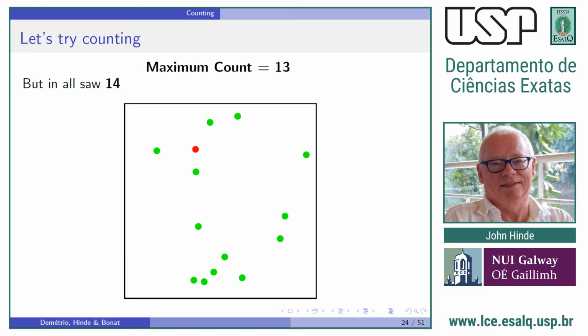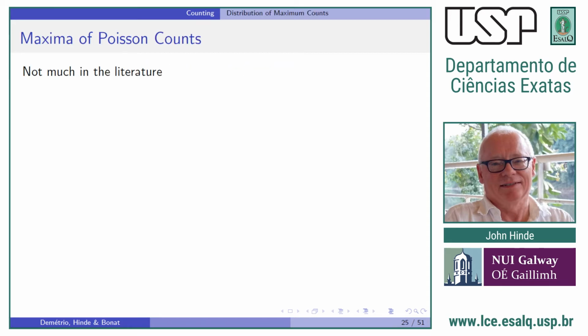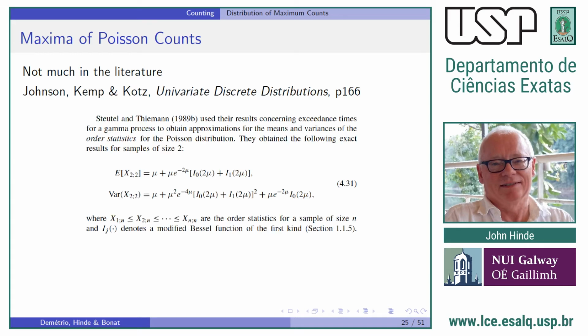What effect does that have on the distribution of your counts? So, I didn't know. So, I did what everybody should do. I went to a book. And there's one book about discrete data, Johnson, Kemp and Kotz and things. I went there to see what it had to say. And this was all I could find.